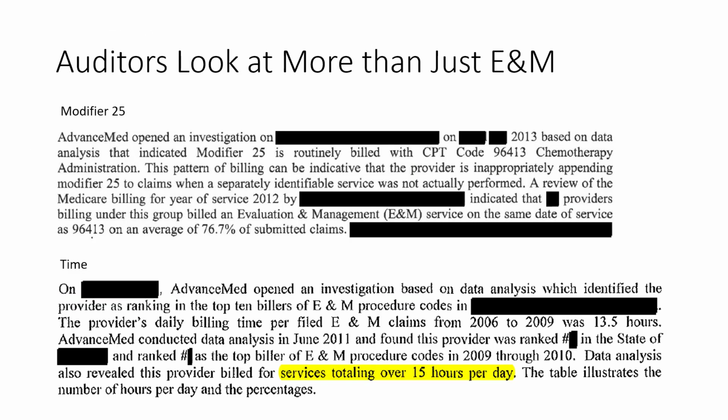And also, I wanted to identify this to people who get confused, that auditors look at a lot more than just E&M. People have really been hung up on this. This is one where it's a modifier 25. And interestingly enough, this is E&M codes, but they're not looking at the E&M codes.